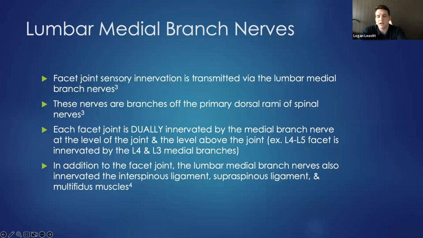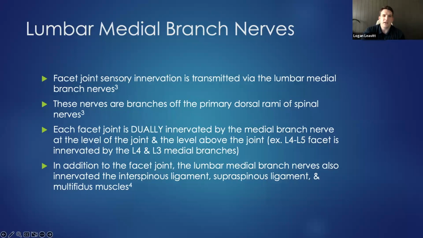It's really important to understand that the facet joints are dually innervated by two different medial branch nerves: the medial branch nerve at the level of that joint, as well as the level above. So for example, if you're looking at the L4-5 facet joint, it will be innervated by the medial branch nerve at L4, but also the one above it, at L3. Both of those come out and provide sensory information from that joint.